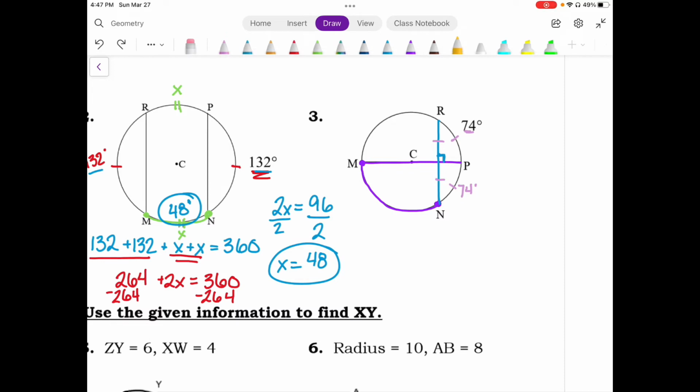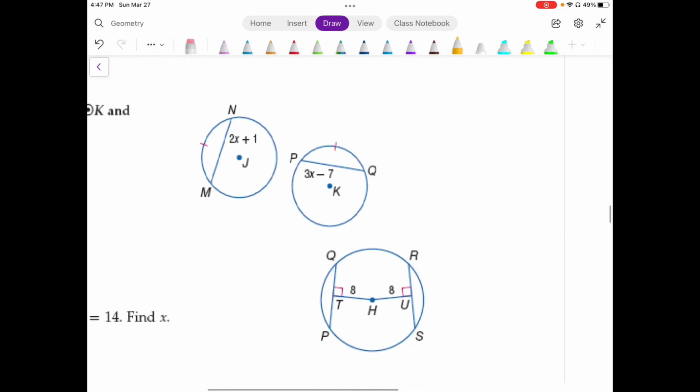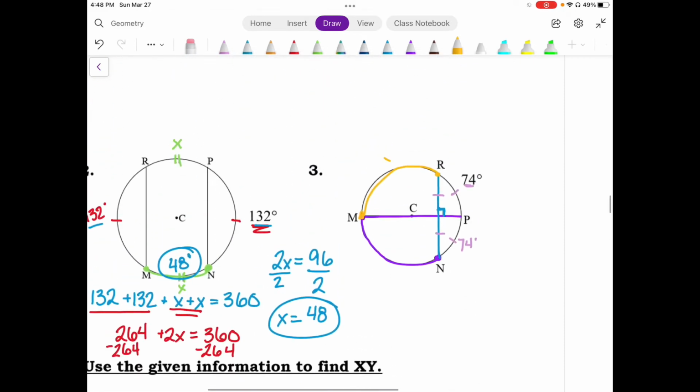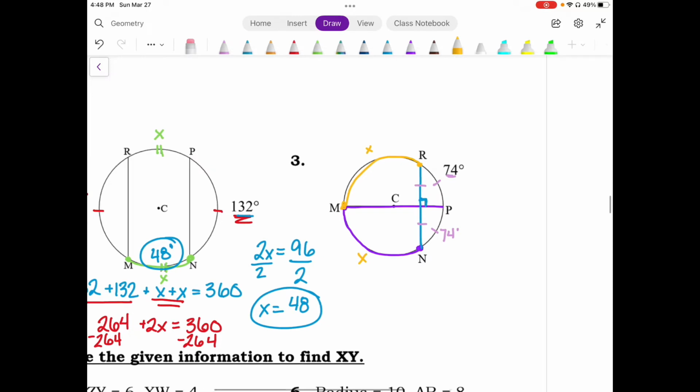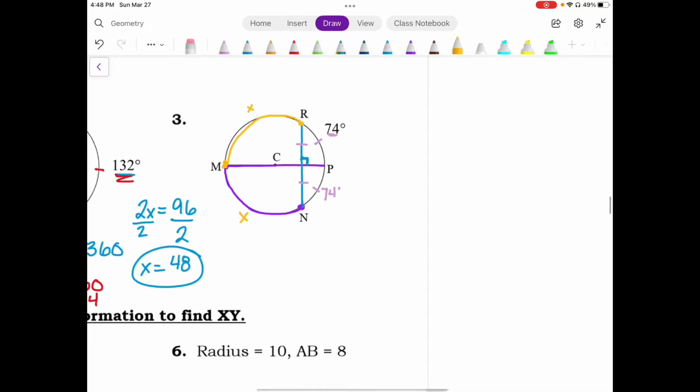Now it kind of works backwards as well. This arc RM is going to be the same as MN. So I'm going to call those both x again, and I'm going to set it up to have a similar equation as the one that I just did. So I'm going to go 74 plus 74, which are the two arcs that I know, and add x plus x, which are the two arcs that I don't know, but I do know that this is a circle, so everything should add up to 360.